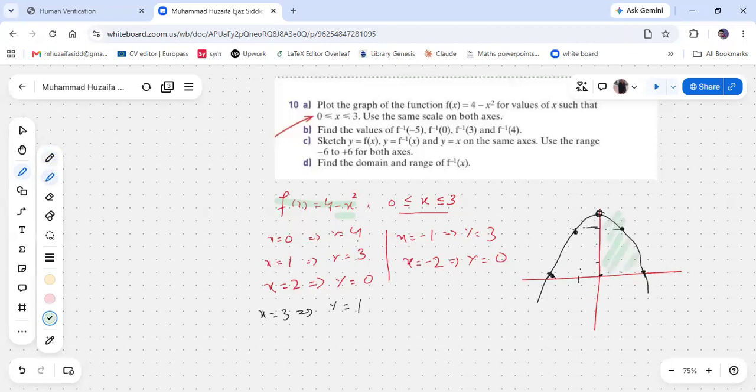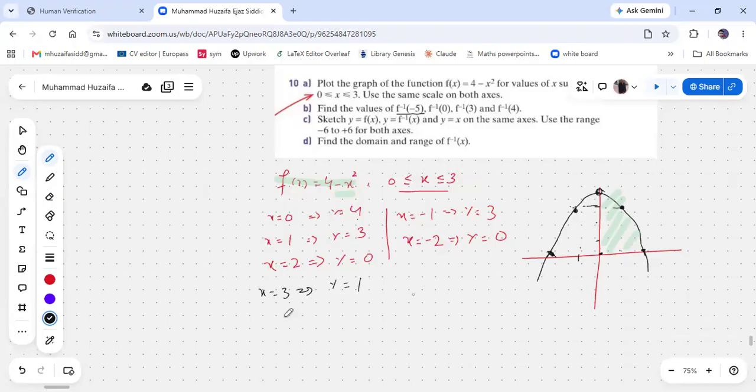Yes. Look at here. Use the same scale. Now we find the inverse of that function, and here we want to find f inverse of minus 5. So before this, we want to find the inverse of that function first.